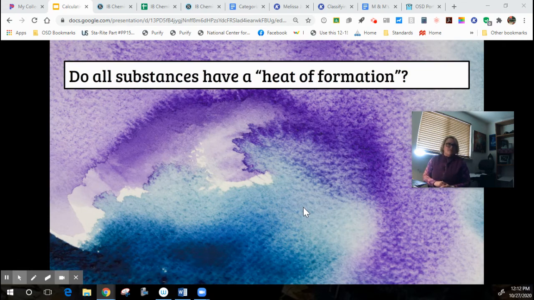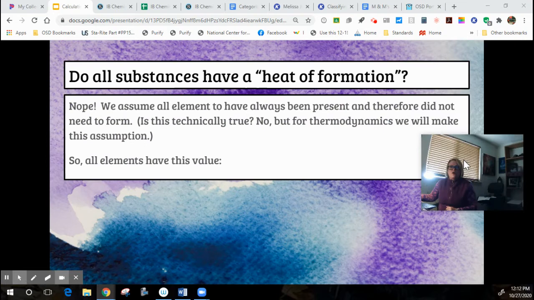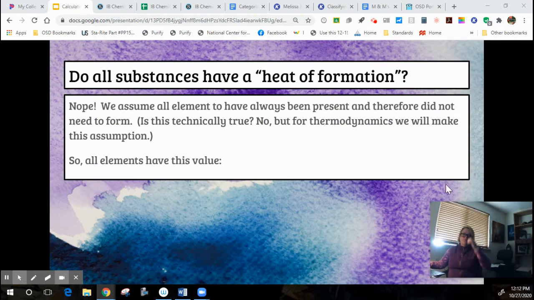Do all substances have a heat of formation? For our intents and purposes, nope. We're going to assume that all the elements have always been present in the universe and therefore did not need to form. Is this technically true? No, because everything formed from the Big Bang and we ended up making elements from that. But for our thermodynamics unit, this is the assumption we're going to make. So all elements will have this value.